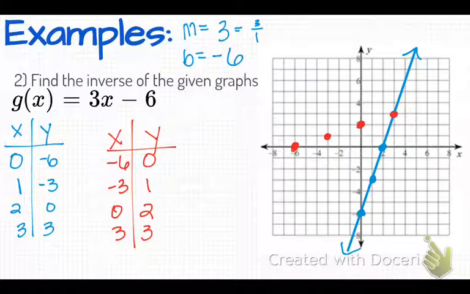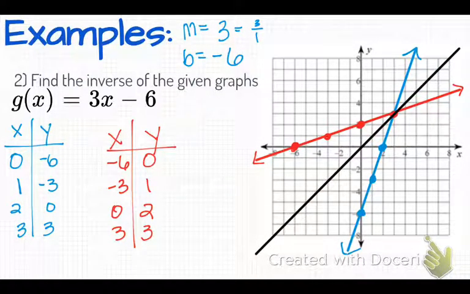Is this looking good so far? Yes. Is that what you get? Okay, do those look like inverses of each other? Yeah. Okay, let's double check by graphing the line y equals x. If I fold that across my black line, is that a mirror or a reflection? Yeah. So then that means my last step is to write my equation.